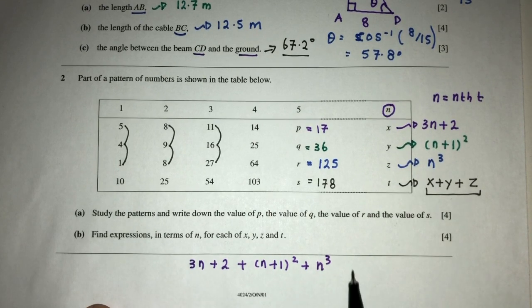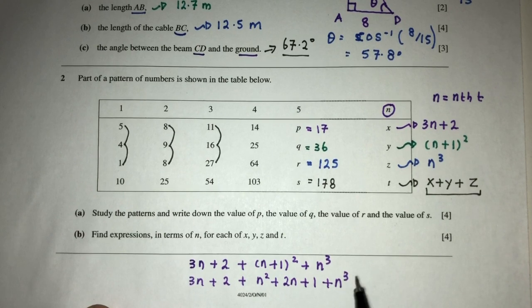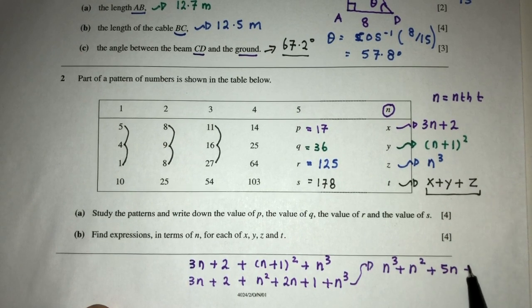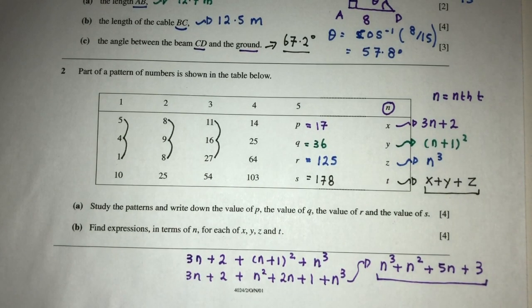So we just have to add everything together. Now you can see we have to expand this one. That will be 3n plus 2 plus n squared plus 2n plus 1 plus n cubed. So simplify, that will be n cubed plus n squared plus 5n plus 3. So this will be your answer for the value of T for this part B of the question. And that will be question number 2.